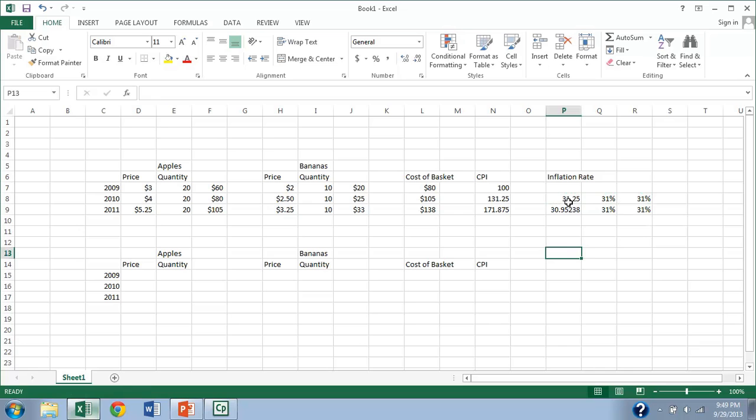And we can go ahead and do the same kind of calculation for the amount of inflation that happened between 2010 and 2011. And we get that it was 31% again, though it's slightly different here. It's slightly less than 31%, and there it was slightly more. Okay, so that is how we use our data to compute the CPI in different years, and how we use the CPI to compute the inflation rate.